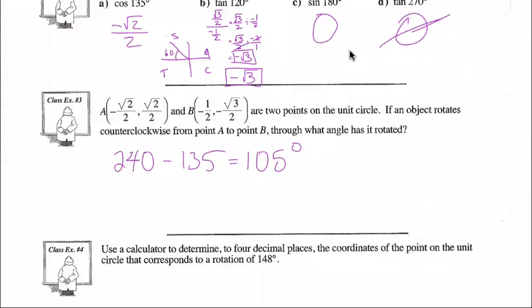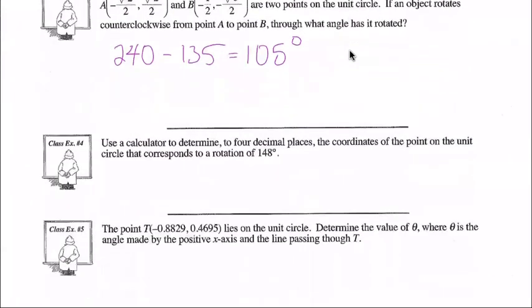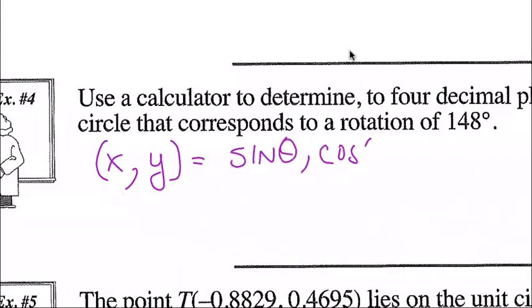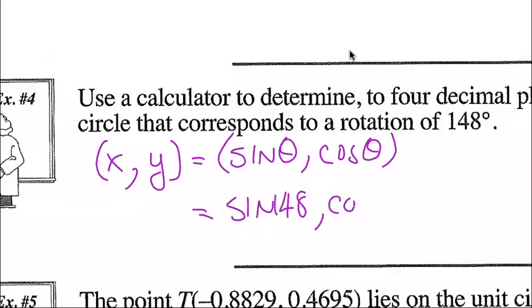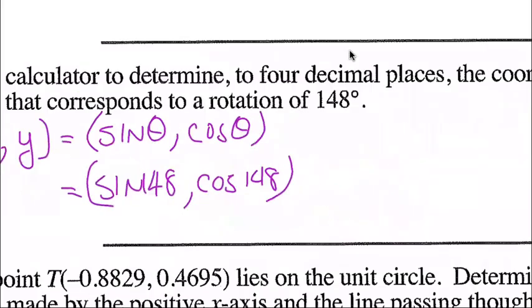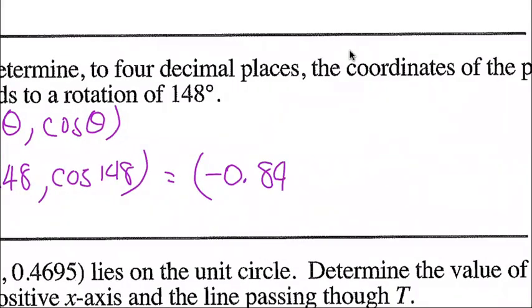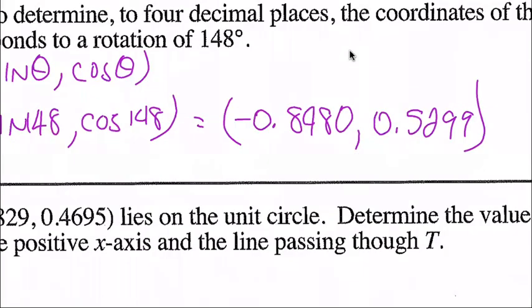Question 4. Use a calculator to determine to 4 decimal places the coordinates of a point on the unit circle that corresponds to a rotation angle of 148 degrees. So to get those coordinates, I need to have an x and a y, which I know is sine theta, cosine theta, which I now also know is sine 148 and cosine 148. I simply plunk those into my calculator to get my 2 values, negative 0.8480 and 0.5299. So I could plot that point using those coordinates.